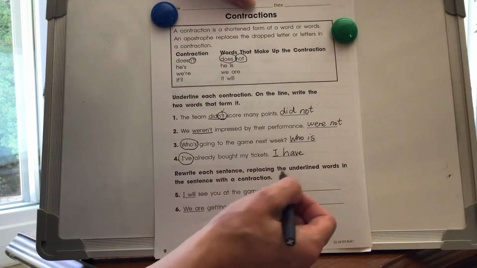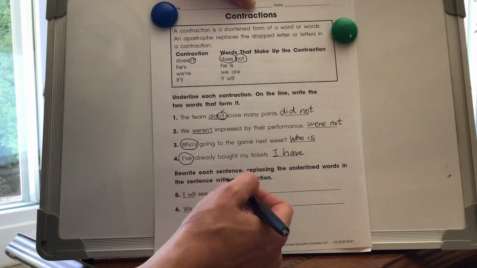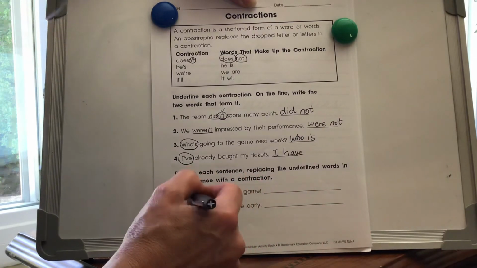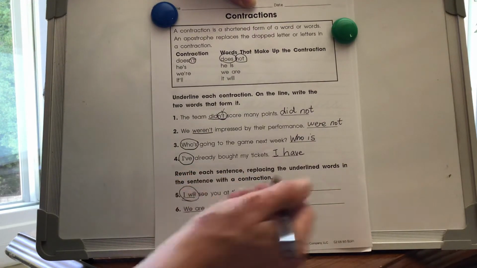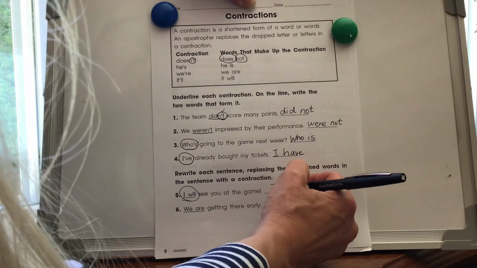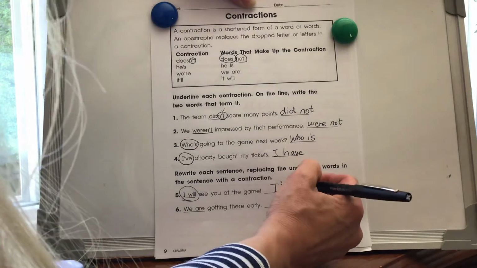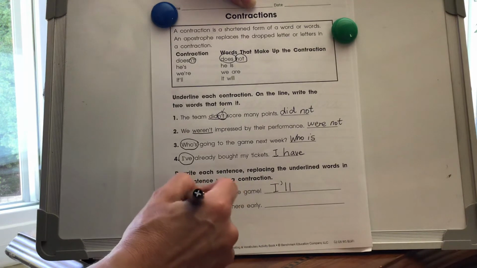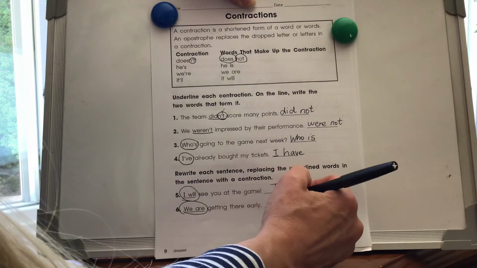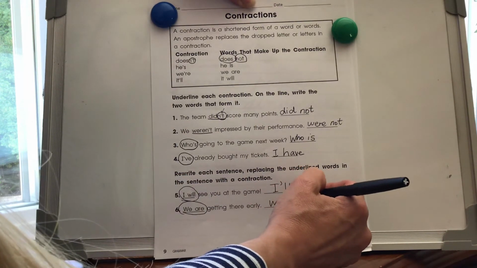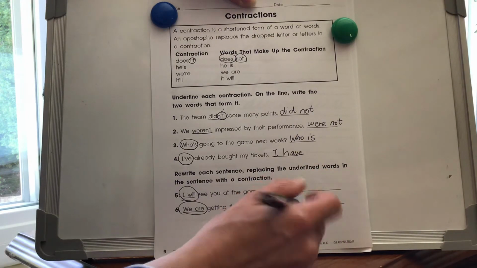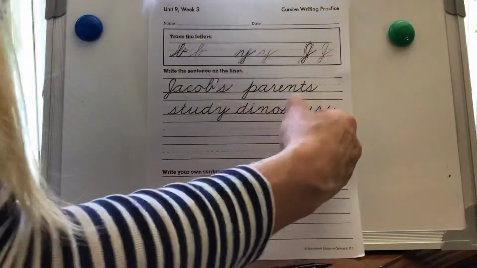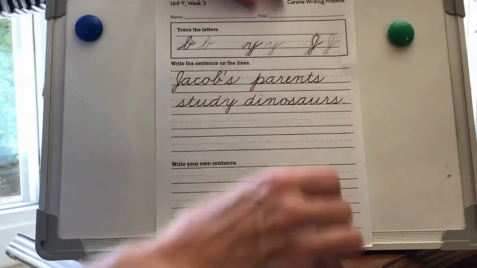Rewrite each sentence replacing the underlined words in the sentence with a contraction. I'm not going to rewrite the sentence, but it's underlined. So we have 2 words, I will. If we want to make that into a contraction, that becomes I'll. And we are getting there early. We are becomes we're. W-E apostrophe R-E.